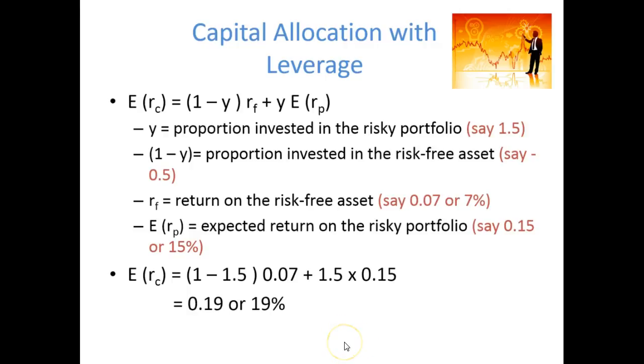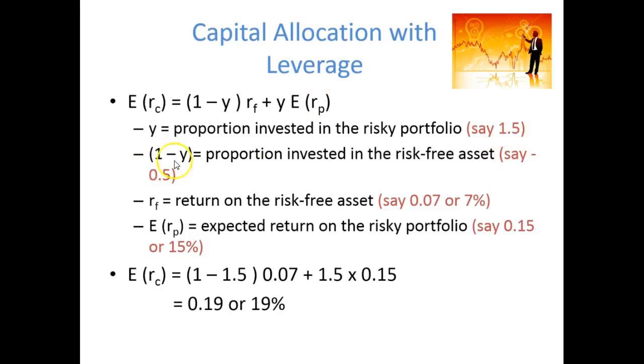We can also think of the same thing when we look at the capital allocation decisions with leverage. If we can assume that we can borrow and invest at the risk-free rate of return, then having leverage just means that we have a negative weighting in our risk-free asset. The negative weighting means that we're borrowing more money at the risk-free rate and investing more than 100% of our wealth in the risky portfolio. So let's say in this particular case, the proportion invested in our risky portfolio is 1.5. That means we're investing 150% of our initial wealth in the risky portfolio.